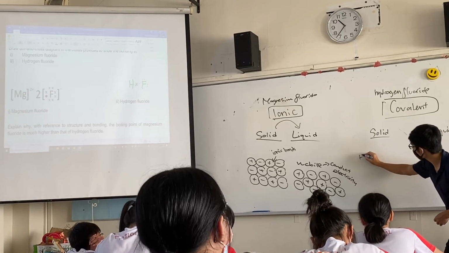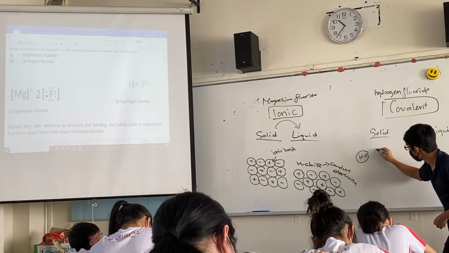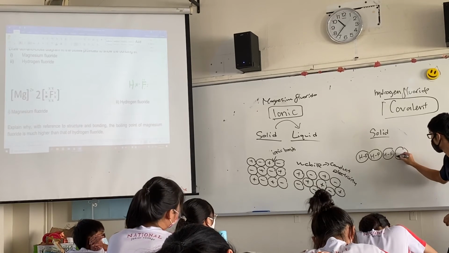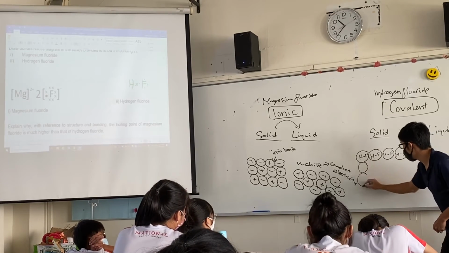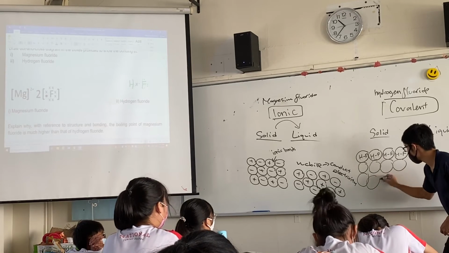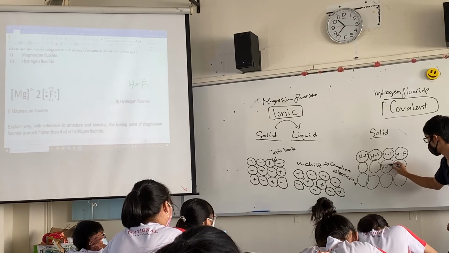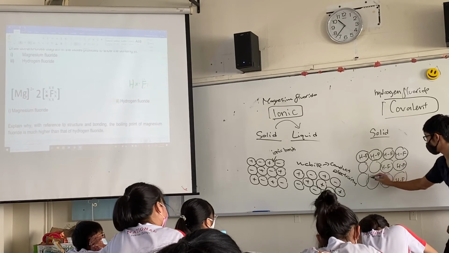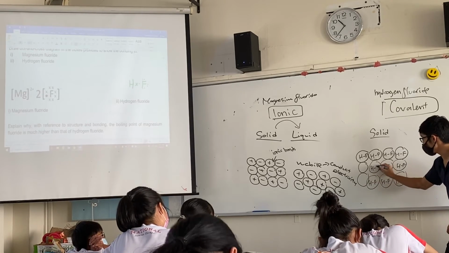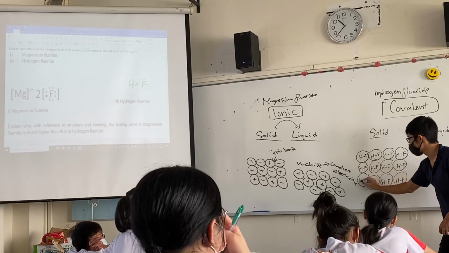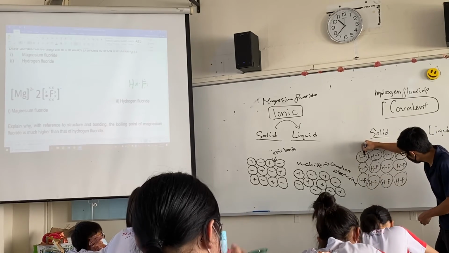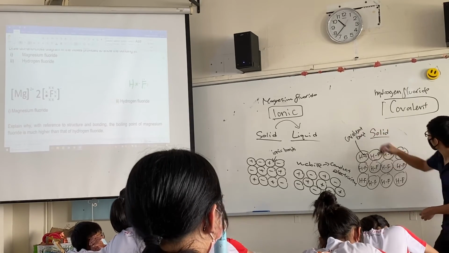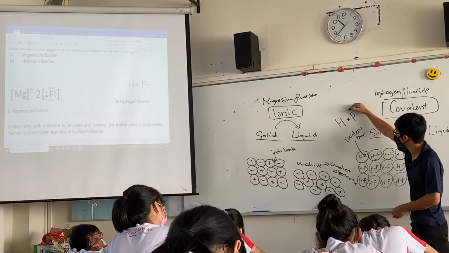So this is hydrogen fluoride. Let's draw solid hydrogen fluoride. I'm just going to draw this many more. You get the drift, all of this is hydrogen fluoride. Where is the covalent bond for hydrogen fluoride? It is between the hydrogen and fluorine. So this is where I will draw the covalent bond. This is the sharing of electrons.